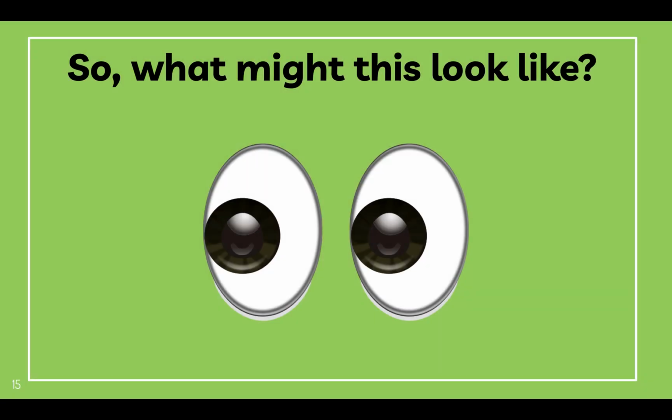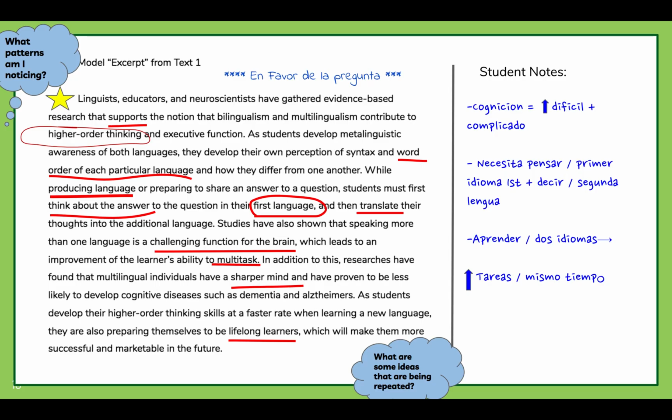So, what might this look like? Here's a model excerpt of a text with an example of a student's underlines and key phrases while reading, as well as some student notes on the right in the student's L1. One note on the bottom right says, learning more than one language leads to an increase in the ability to multitask. At the top of the excerpt, the student writes a note that this text is in favor of the prompt.